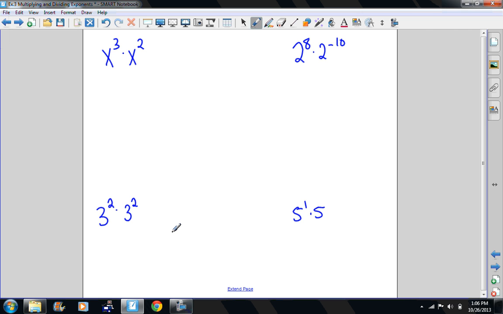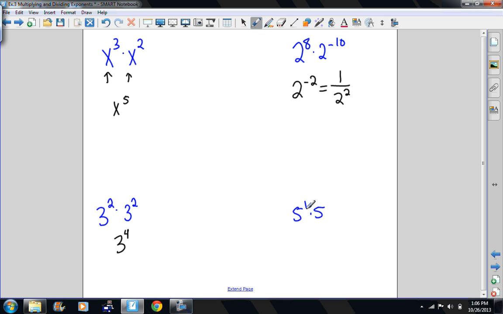So if we have x to the third and x to the second, we have the same base, which is x. This turns into x to the 5th. If we have 3 squared times 3 squared, that would turn into 3 to the 4th, because 2 plus 2 is 4. If we have 2 to the 8th times 2 to the negative 10th, that becomes 2 to the negative 2nd, because 8 plus a negative 10 is negative 2. And that turns into the fraction 1 over 2 squared.